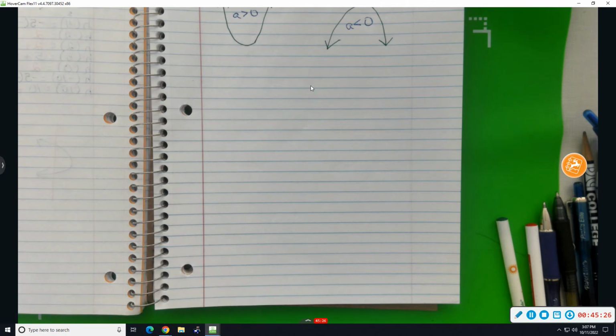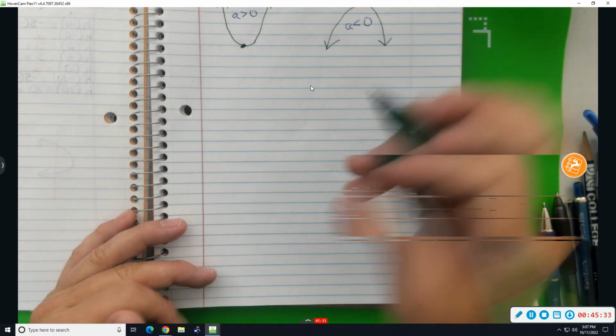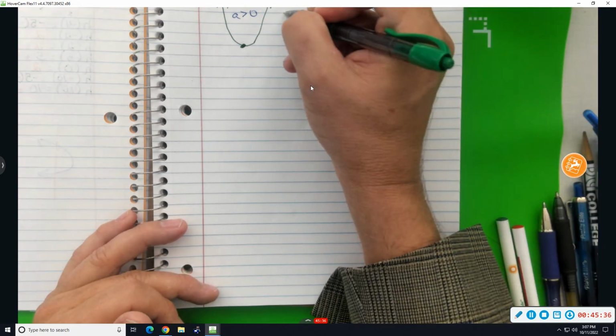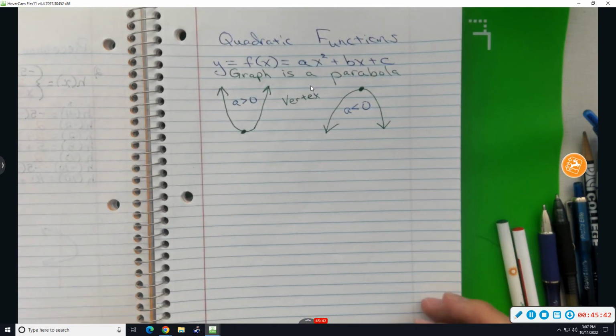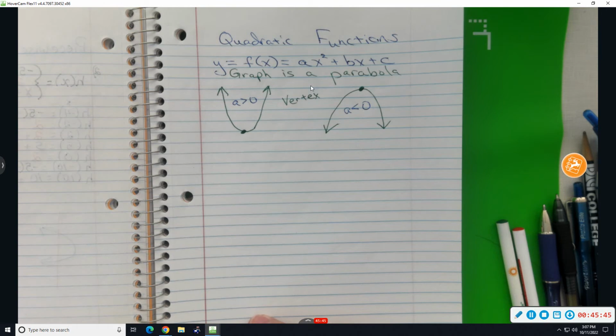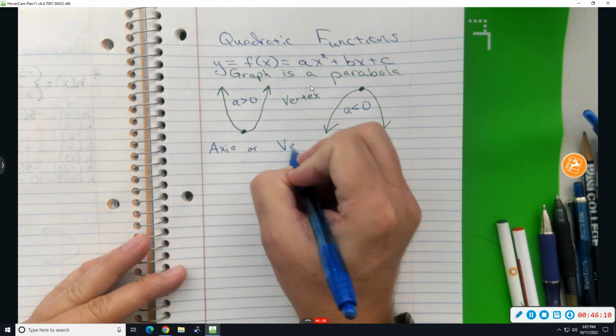Now, whether it's opening upward or downward, there's got to be a point where the graph changes directions. That point where the graph changes directions is called the vertex. And there's two different approaches for determining the location of the vertex of a parabola. You can complete the square, which is never the quickest method, or you can use the axis formula, which is also the vertex formula. So I'll say axis or vertex formula.